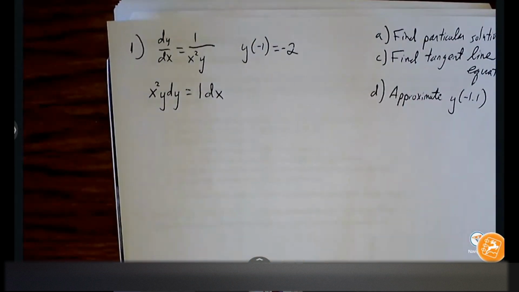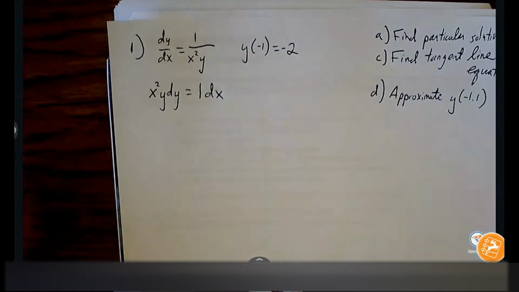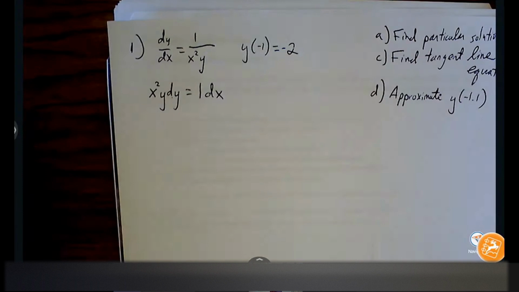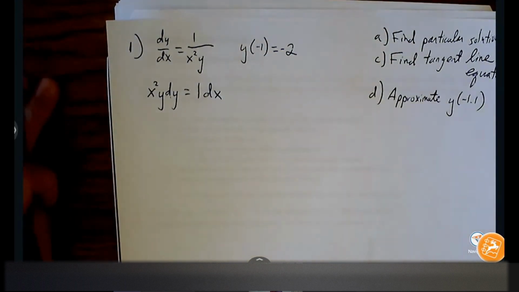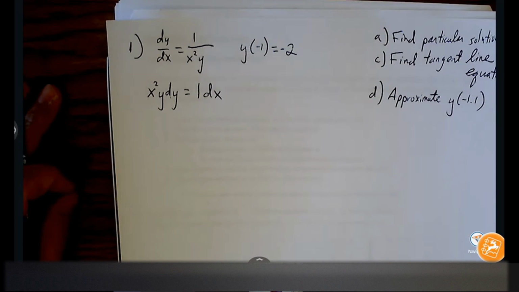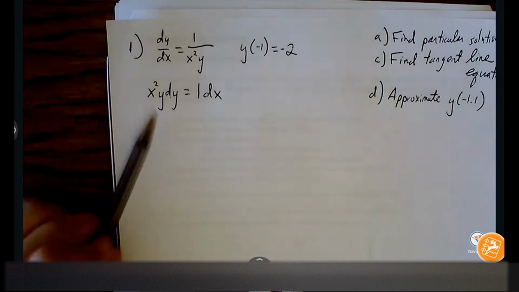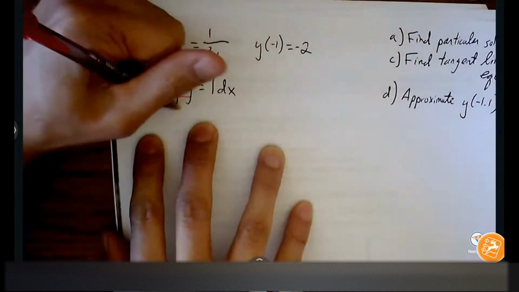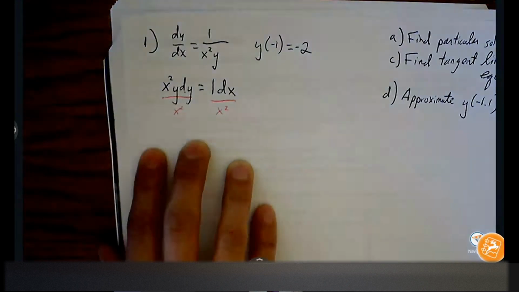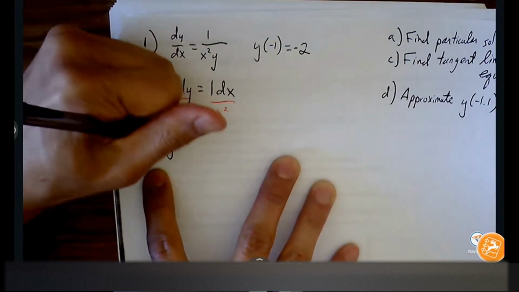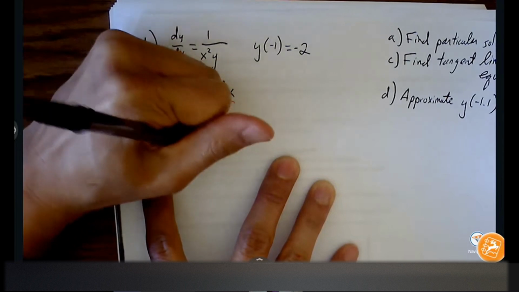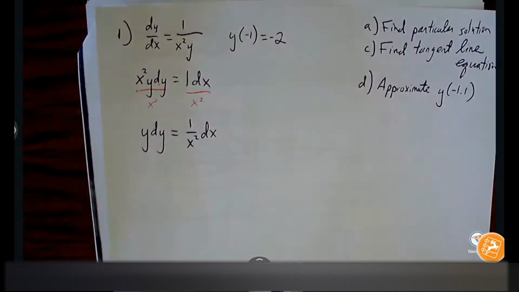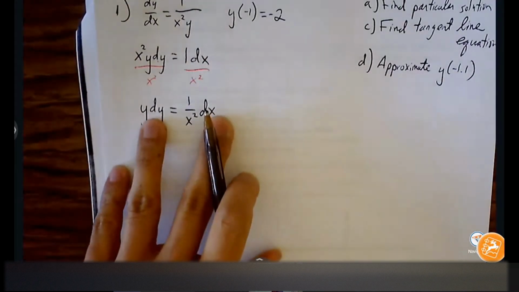So dy, dx, we can concretely say that those are in the right spots, but do we have full separation yet? Okay, we're one thing away, right? We have to move what? The x squared, right? Divide the x squared over. All right, how about now? Do we now have full separation? Y is on one side, x is on the other. Okay, good. So dy, dx are in the right spots.